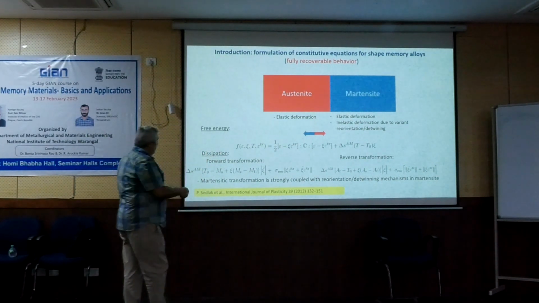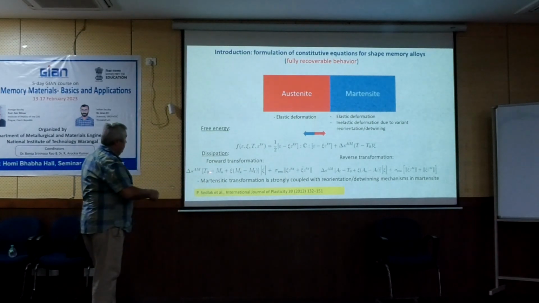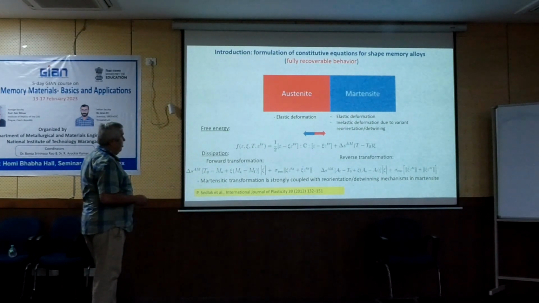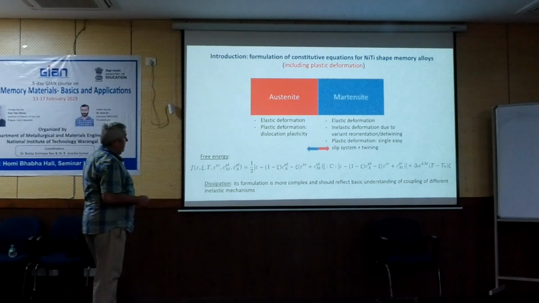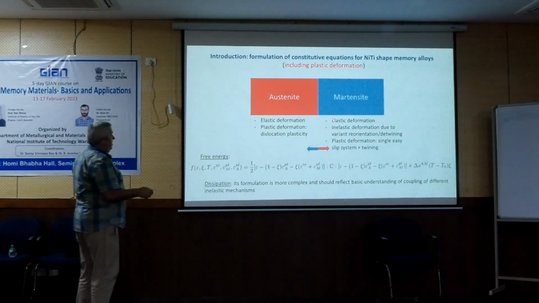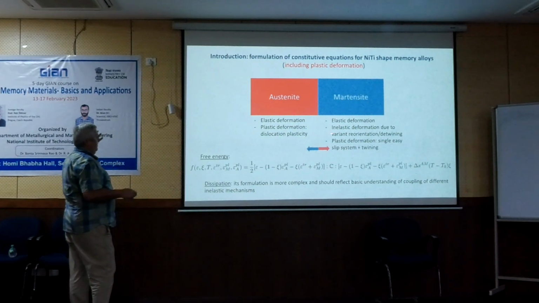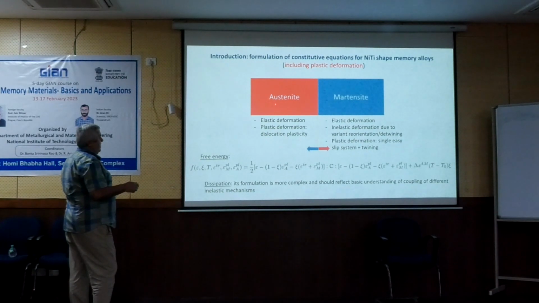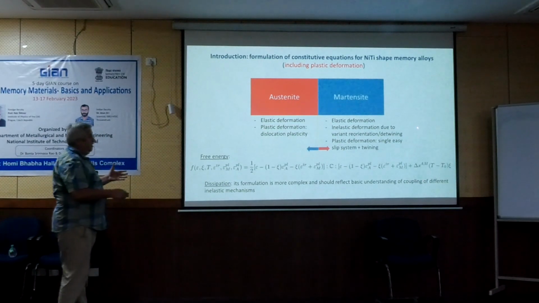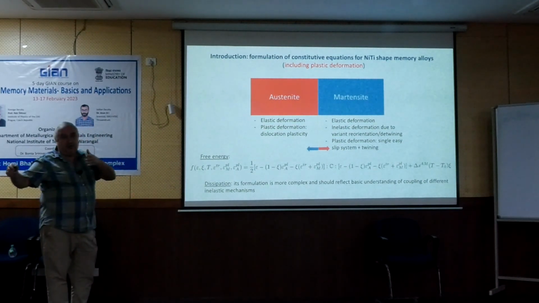For this, we have the model already developed, but now when we want to include plasticity, we have to update this. In the austenite we have elastic deformation, but we can have plastic deformation, which we have seen before, this high temperature behavior.